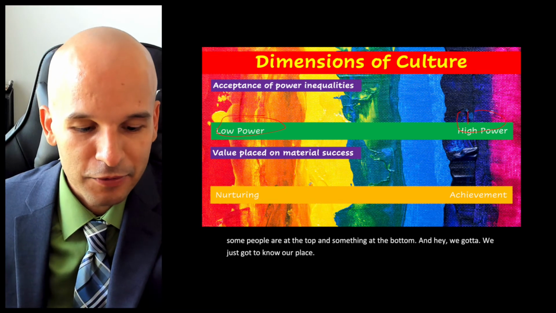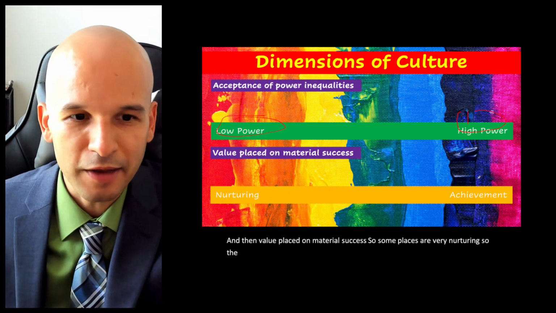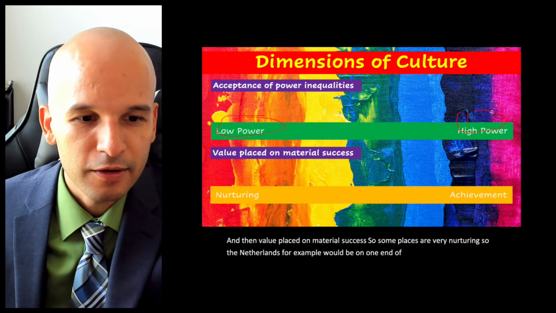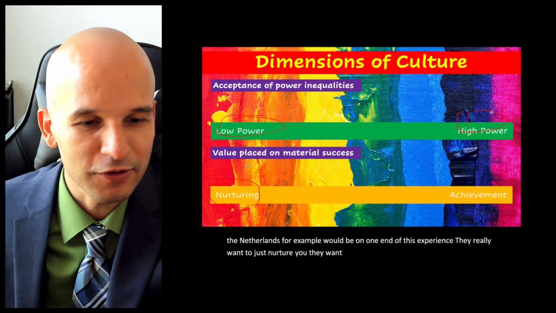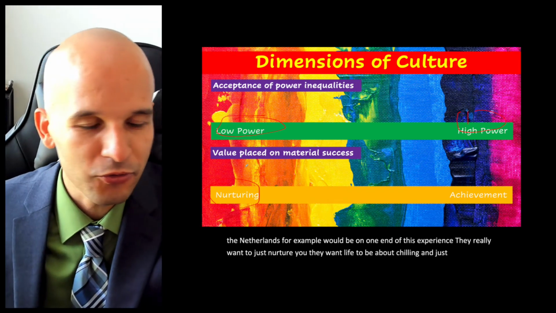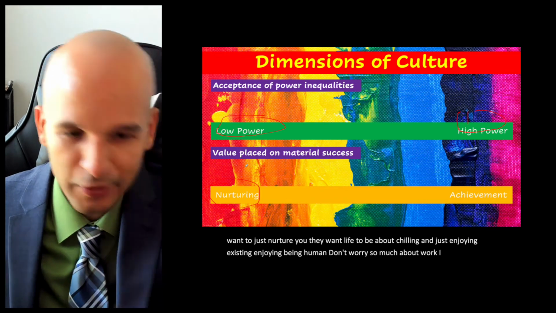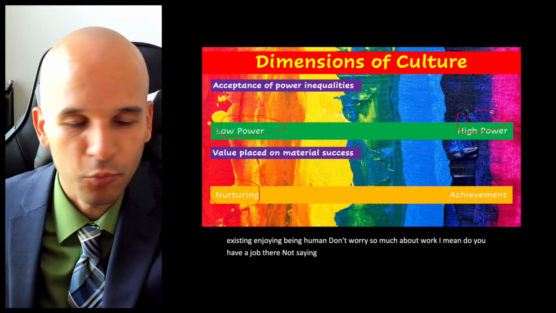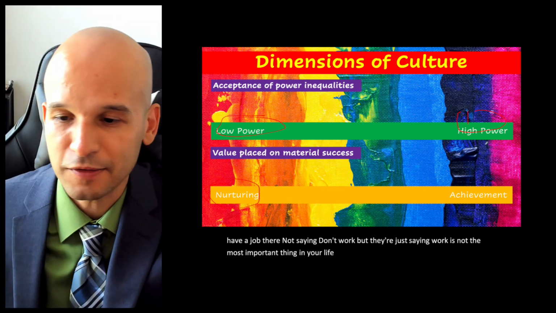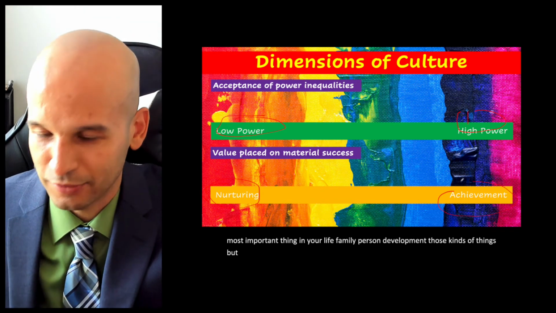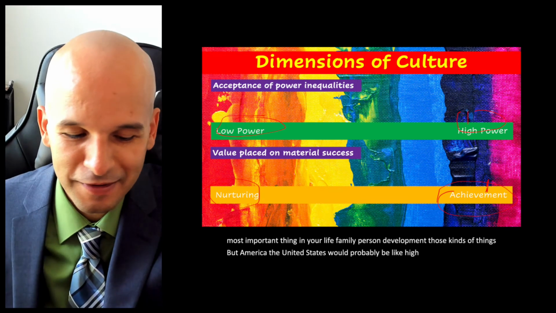And then value placed on material success. So some places are very nurturing. Like the Netherlands, for example, would be on one end of this experience. They really want to just nurture you. They want life to be about chilling and just enjoying existing, enjoying being human. Don't worry so much about work. I mean, do have a job. They're not saying don't work, but they're just saying work is not the most important thing in your life. Family, personal development, those kinds of things. But America, like the United States, would probably be like, no, work and achievement are important.